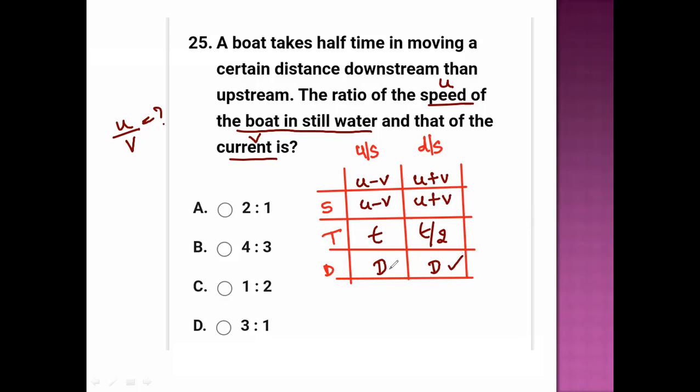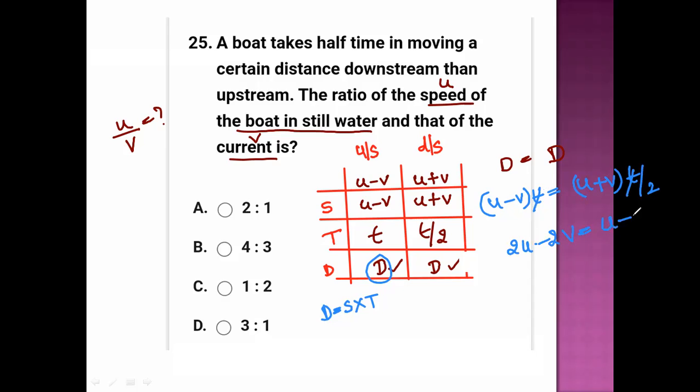We know that the distance is constant in both cases, so I will make the distance constant here. Distance is equal to speed into time. From here we can write that u minus v into t will be equal to u plus v into t by 2. So t gets cancelled, and 2 times u minus 2 times v will be equal to u plus v.